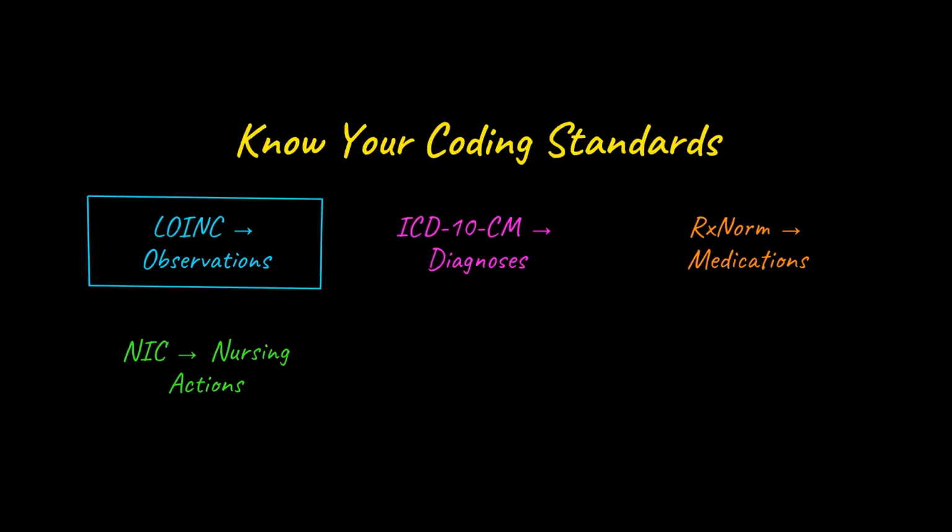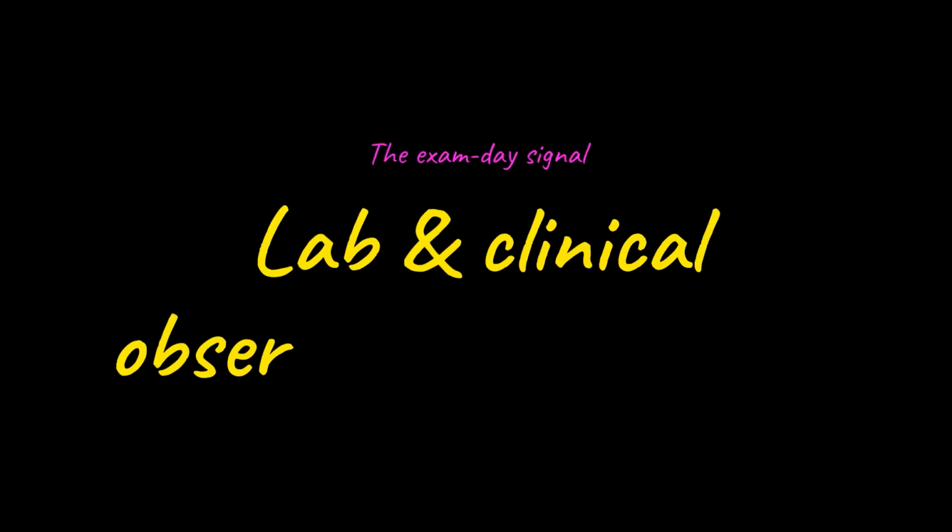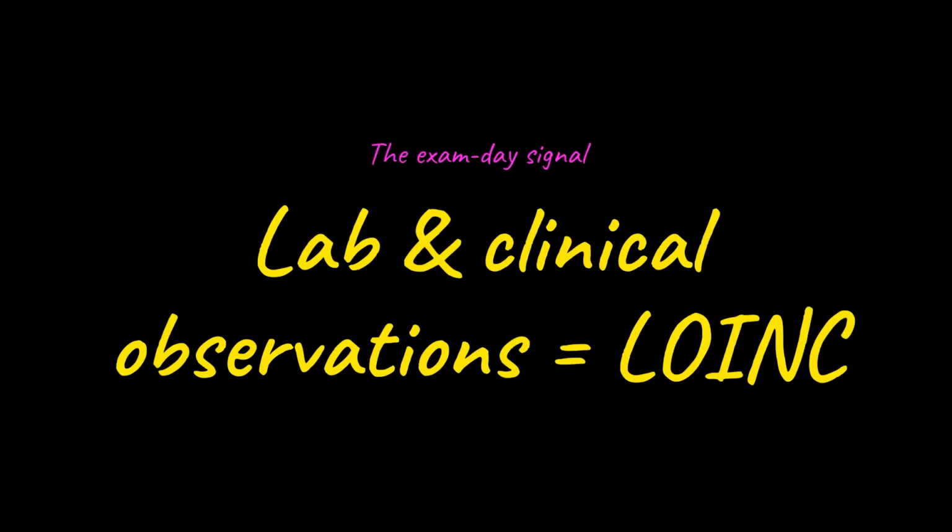A common exam trap is confusing LOINC with other standards. ICD-10-CM codes diagnoses, RxNorm codes medications, and NIC codes nursing interventions. When a question mentions laboratory results, vital signs, or clinical observations crossing system boundaries, LOINC is the answer. Remember LOINC's 6-axis structure: name, property, timing, sample, scale, and method makes it precise enough to support unambiguous exchange of clinical observation across any organization or application.